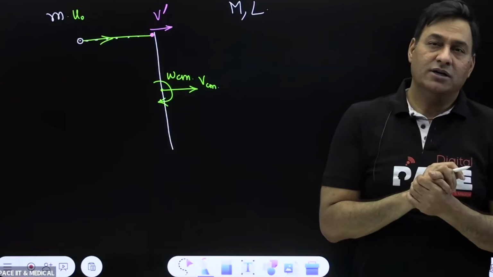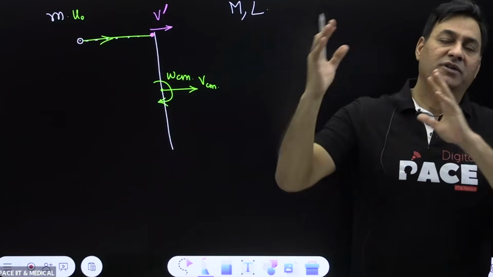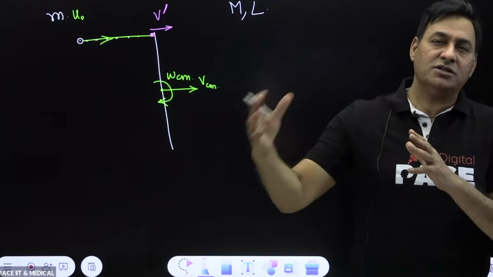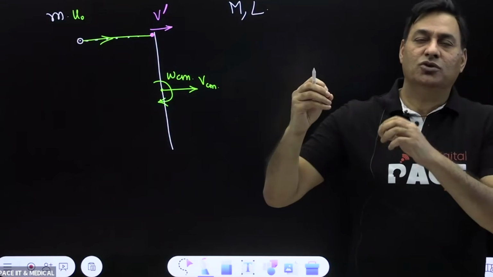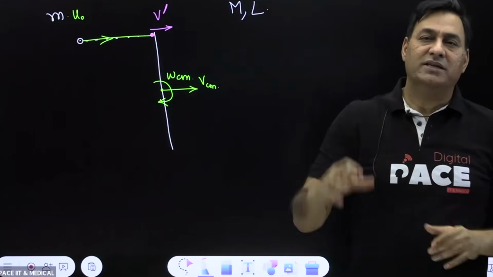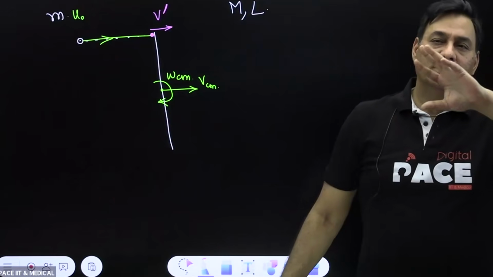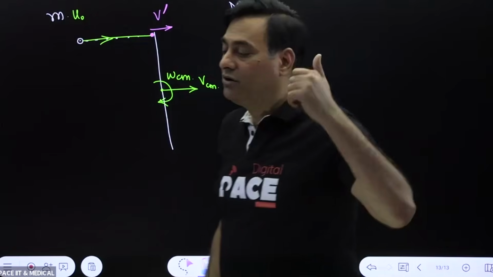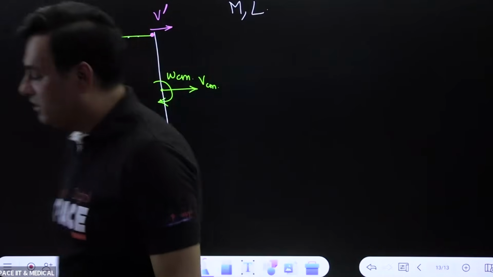Now we have shifted our domain from collisions of point objects to collision and rotational motion, both mixed. We are doing a question so that you get some clarity. Just try to do it. I want to see how many of you are good at it.